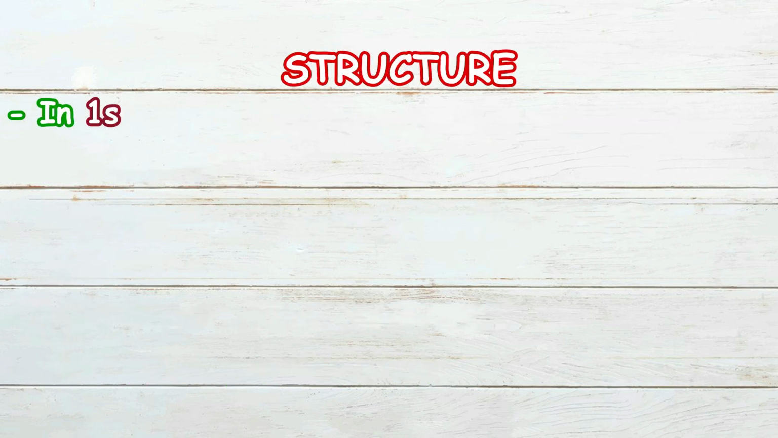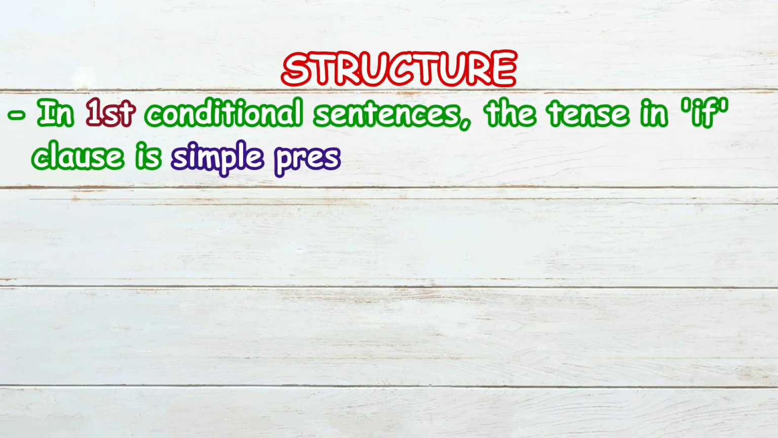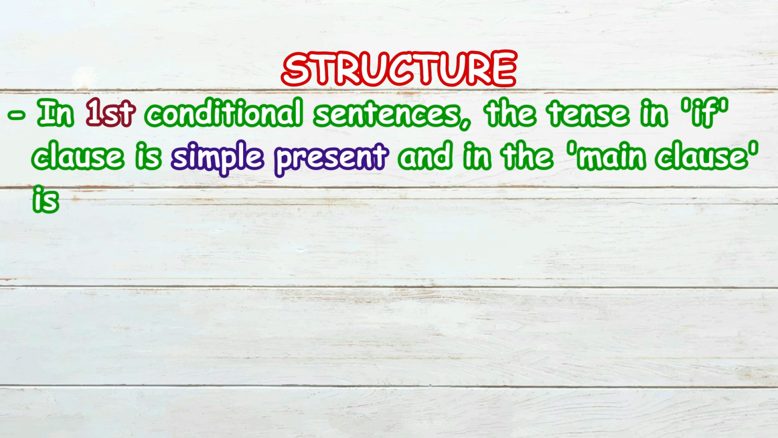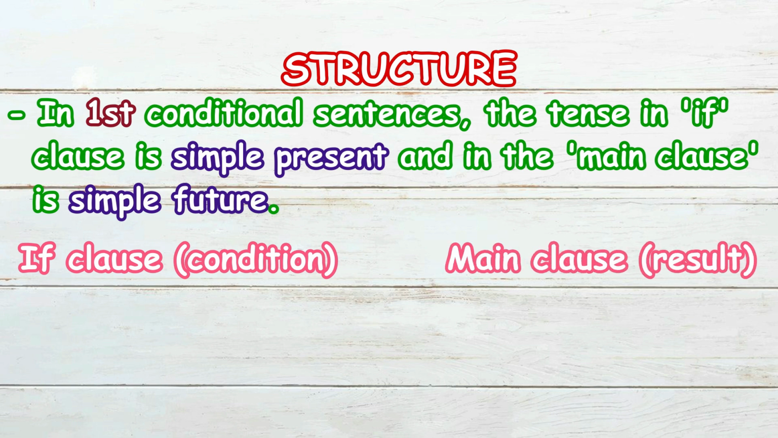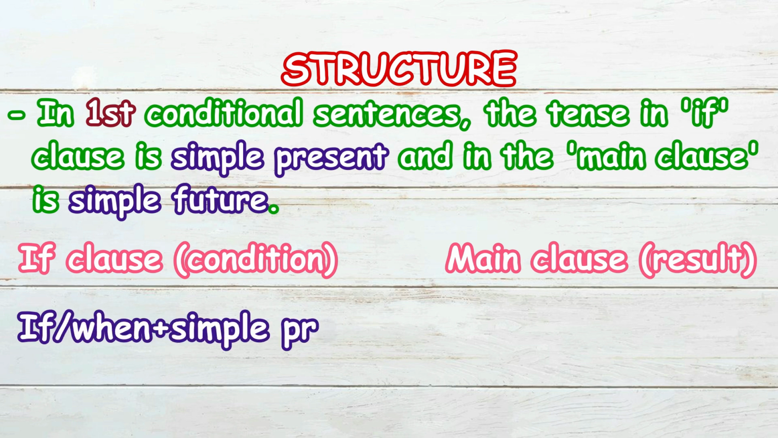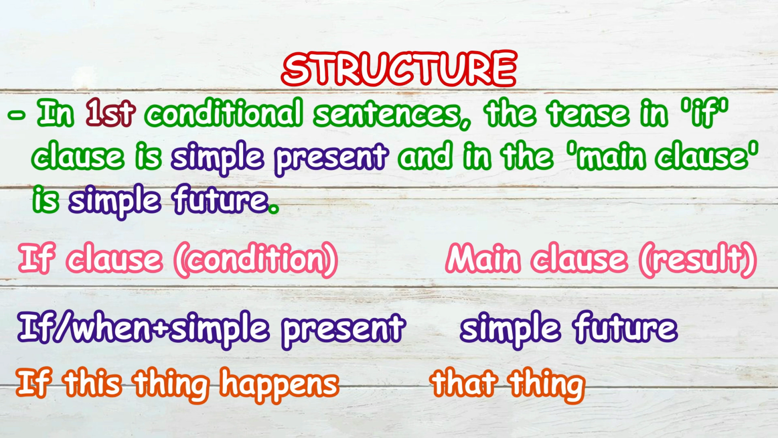Now let's check out the structure. In first conditional sentences, the tense in the if clause is simple present and in the main clause is simple future. Now the if clause is the condition and the main clause is the result. In the if clause, we'll use if or when plus simple present, and in the main clause, we'll use simple future. It means if this thing happens, that thing will happen.